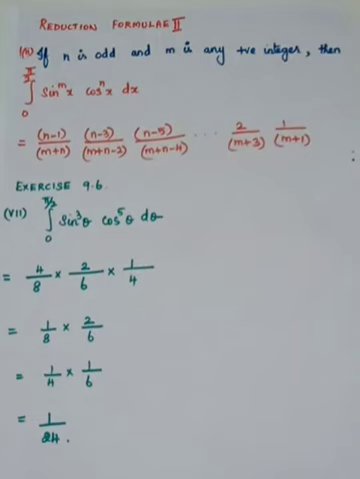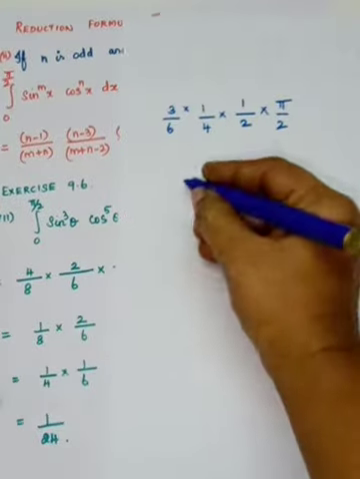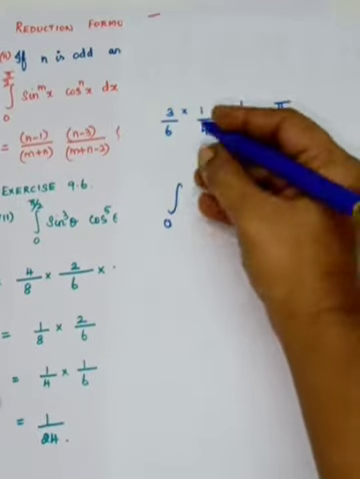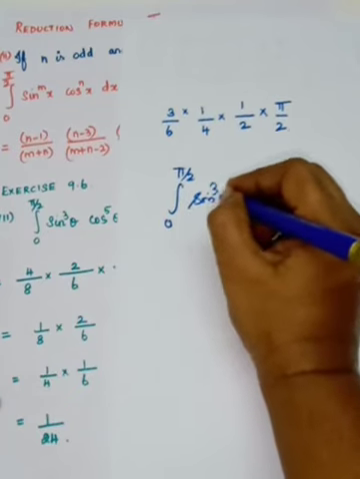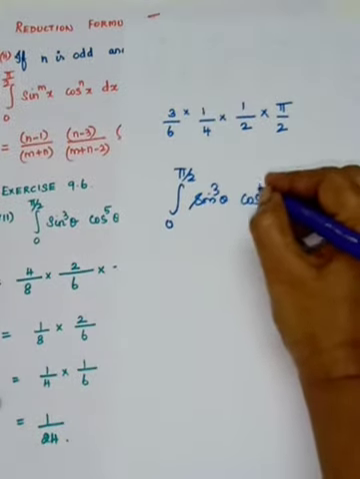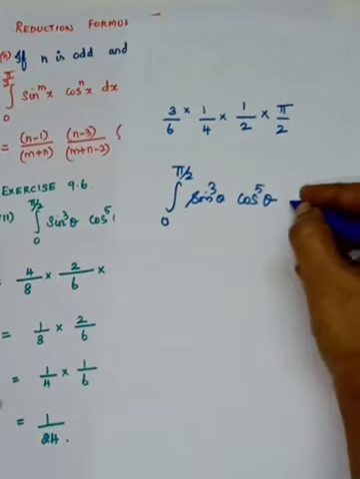Okay, you see now, suppose, see the term here, 0 to pi by 2, it is sine cube theta cos power 5 theta d theta is given.